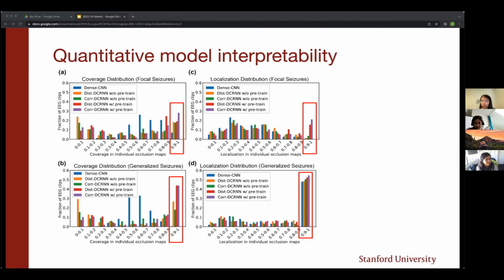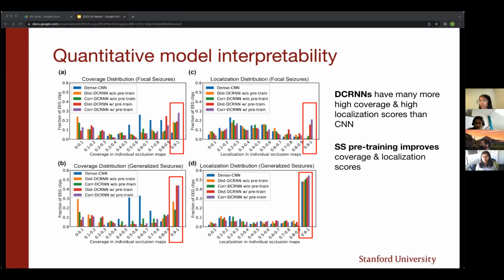So this is the distribution, because coverage and localization scores are computed for each EEG clip. So we can plot the distribution of these 2 scores. And we have several observations from the results here. First, we can see that DCRNNs have more high coverage and high localization scores compared to CNN or dense CNN in this case. If we look at the distribution of scores that are above 0.9, DCRNN has much more of the high scores compared to CNN. We also observe that self-supervised pre-training improves coverage and localization scores. And correlation-based graph actually results in higher localization scores compared to distance-based graph.